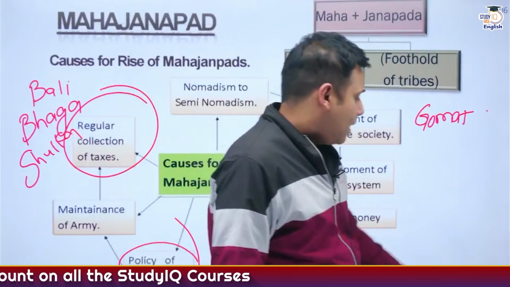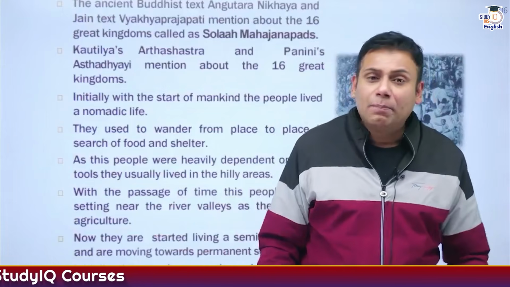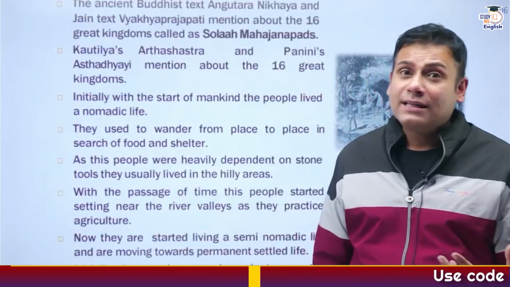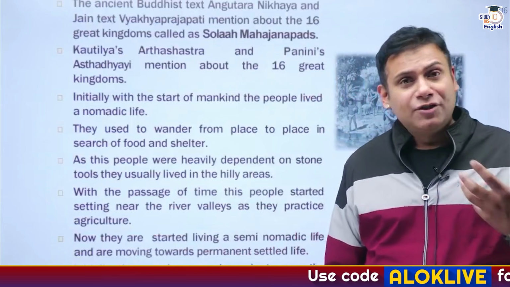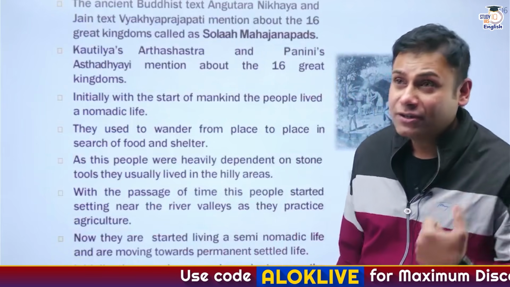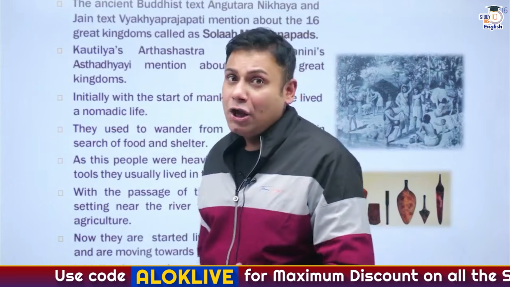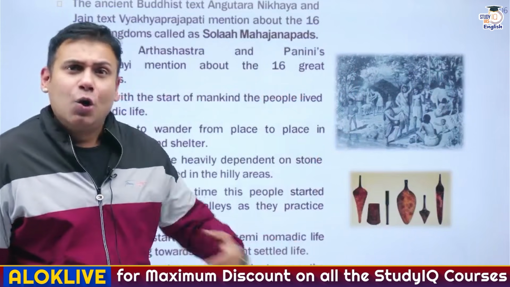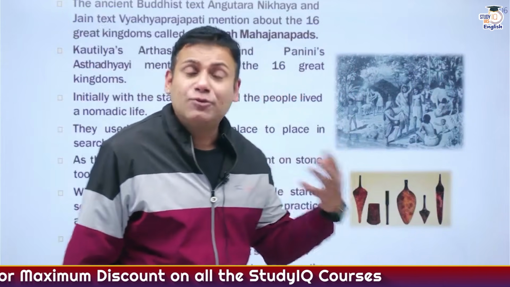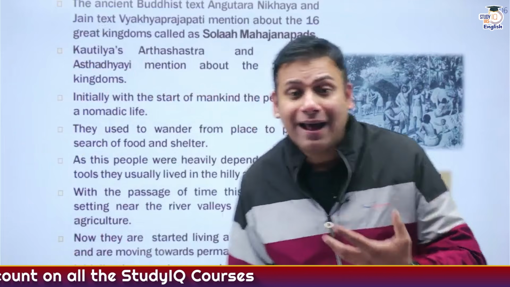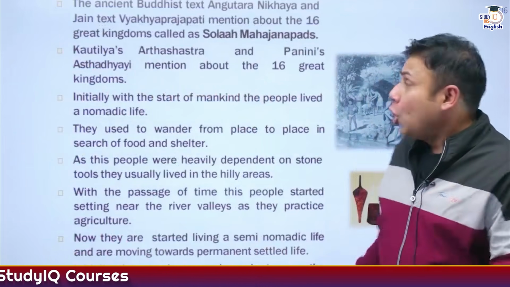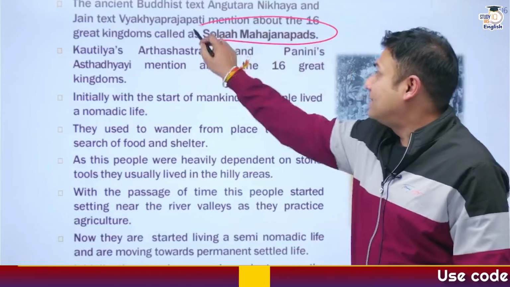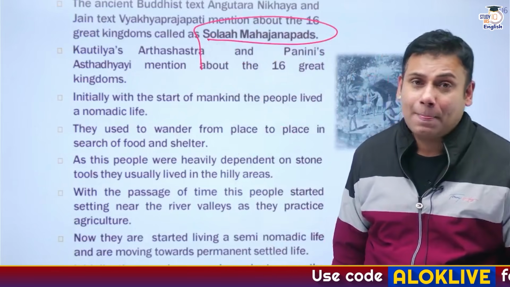Now, these Mahajanpads find mention in different texts like Atharva Ved. They find mention in Rig Ved. They find mention in Panini's Ashtadhyayi, Kautilya's Arthashastra, and various Buddhist as well as Jain scriptures. They are also referred to as Sodhash Janpad or Sola Mahajanpad, 16 great kingdoms.